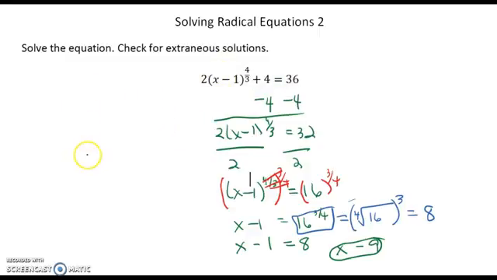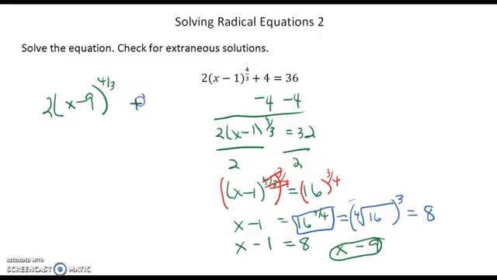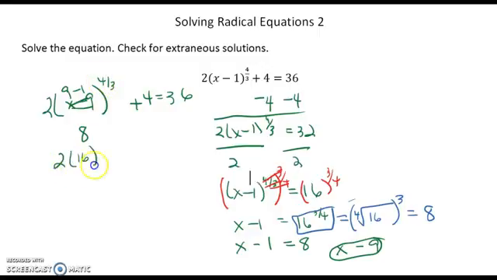Okay, so check for extraneous solutions. I want to go back to my original and see if 9 makes sense. So 2 times (x minus 1) to the 4/3 power plus 4 equals 36. I'm sorry, that should be 9 minus 1. 9 minus 1 is 8. If I take the cube root of that, I get 2, and then raised to the 4th power gets me 16. So I have 2 times 16 plus 4 equals 36. 2 times 16 is 32, plus 4 is 36. So I'm left with a good solution for that one.